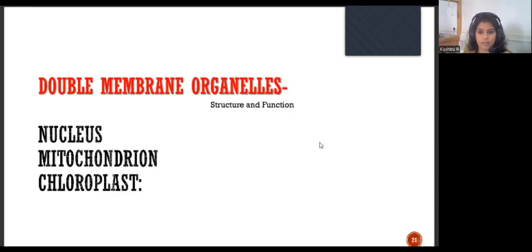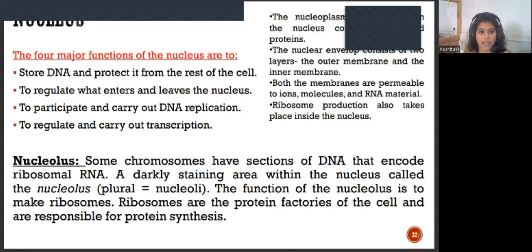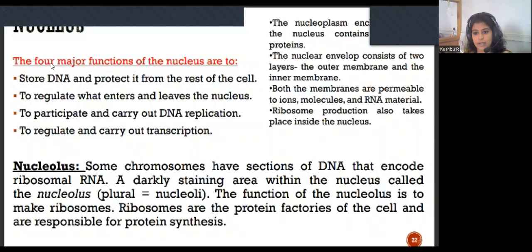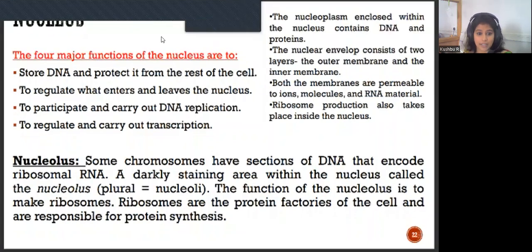In double membraned organelles, we have the nucleus. We are going to learn about the structure and function of these three organelles. The most important part of a cell is the nucleus. It is believed to contain the genetic material.